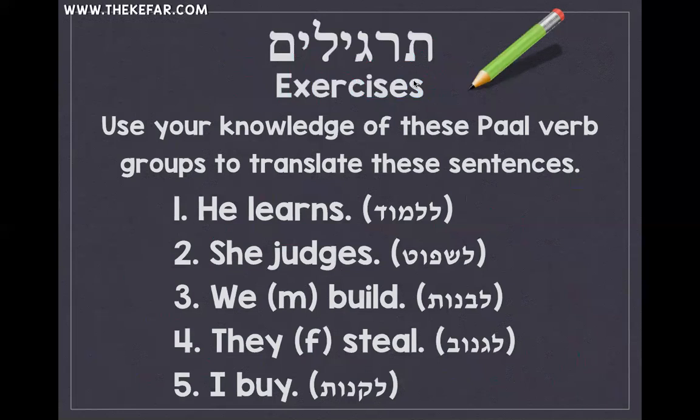So lilmod, number 1, is to learn. Lishpot, number 2, is to judge. Livnot, number 3, is to build. Lignov, number 4, is to steal. And liknot, number 5, is to buy. And so all of these verbs fit into one of the 3 groups that we've done so far. So in order to translate these sentences, you're going to need to take the verb, find its root, conjugate it according to the pattern, and then pick whether you need the masculine singular, masculine plural, or feminine plural.